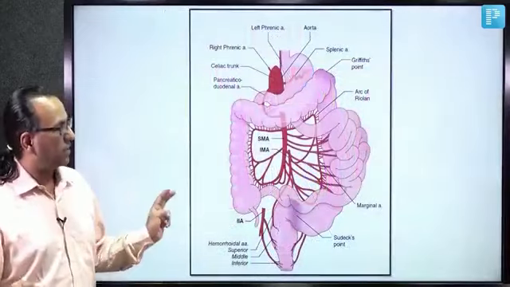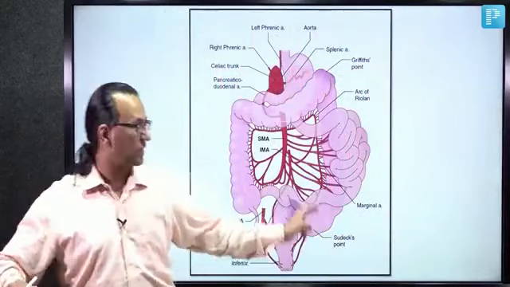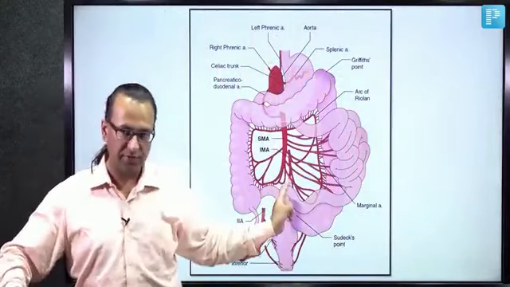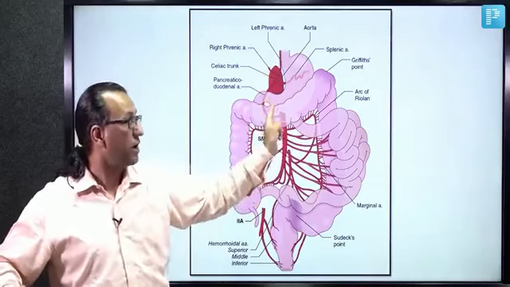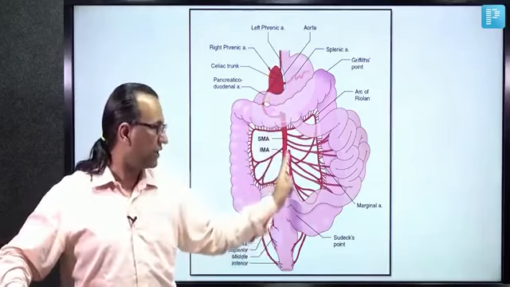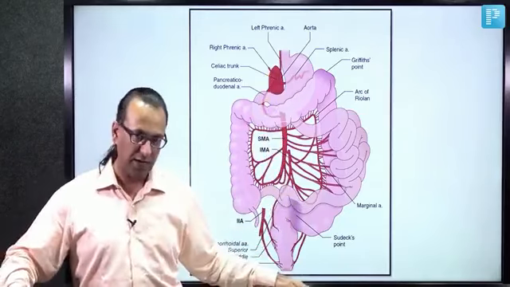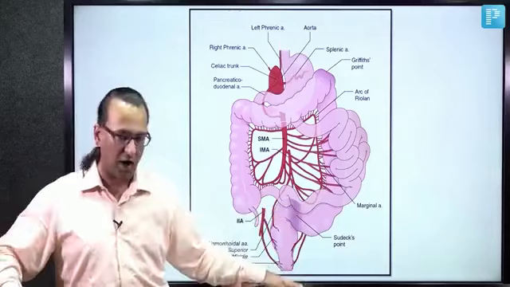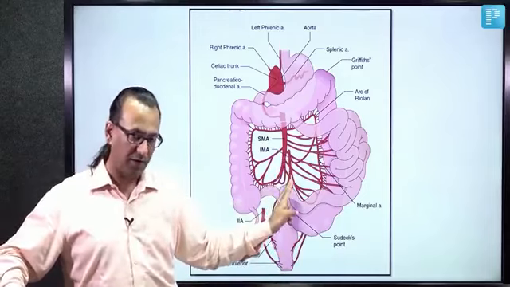Let us now start with the arterial supply of the pelvis region, as we understand that the abdominal aorta will be giving some arteries to the foregut, the celiac trunk, to the midgut, the superior mesenteric artery, and to the hindgut, it will be the inferior mesenteric artery. Since we are talking about the pelvis regions like the rectum, we need to discuss the artery of the hindgut. So let us focus upon this inferior mesenteric artery.